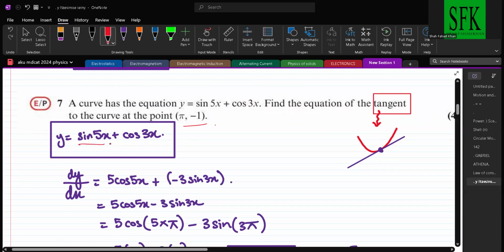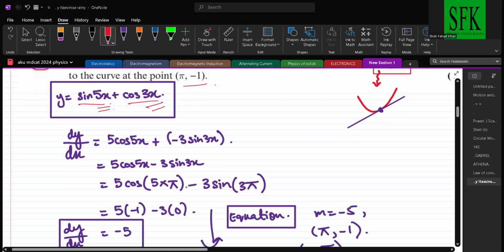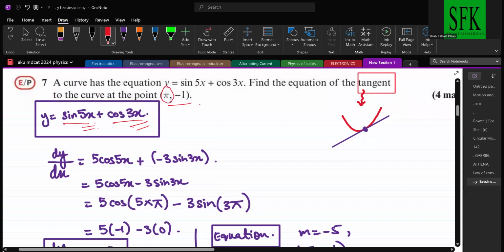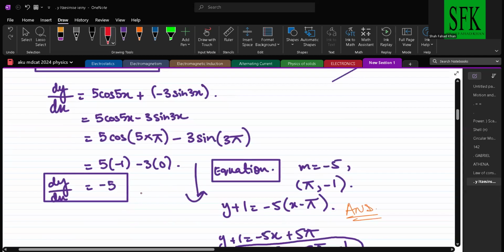So you have this equation, y equals sine 5x plus cos 3x. If you differentiate that, sine 5x is differentiated into cos 5x multiplied by the differential of whatever is inside, meaning multiplied by 5, along with plus cos 3x. After it's differentiated, it's going to become negative sine 3x multiplied by the differential of whatever is inside, so negative 3. Once you have the equation of the differential, you put the value of x as pi. That's what the x component is. Just put the value of x as pi, and you get the value of the gradient actually.